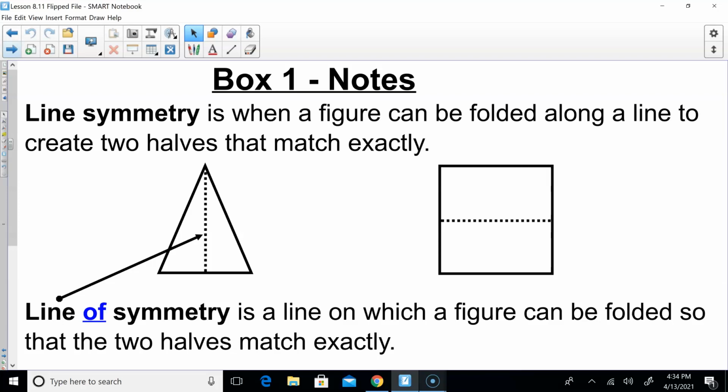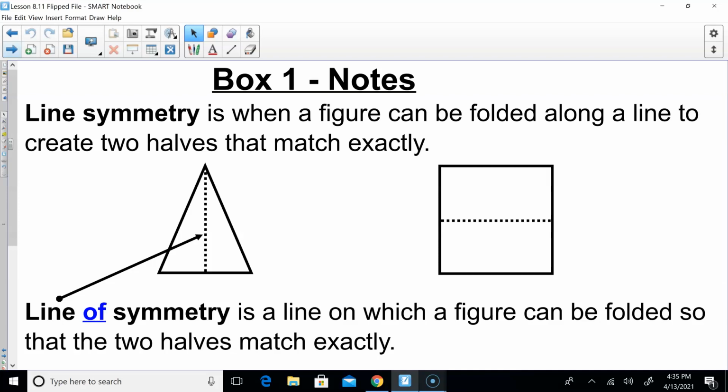So some notes today, some new vocabulary words. What is line symmetry? Well, line symmetry is when a figure can be folded along a line to create two halves that match exactly. So if I take that triangle and I fold it in half, they would be an exact match. The same thing with a piece of paper. If I fold it on that dotted line, that would then give me an exact match.